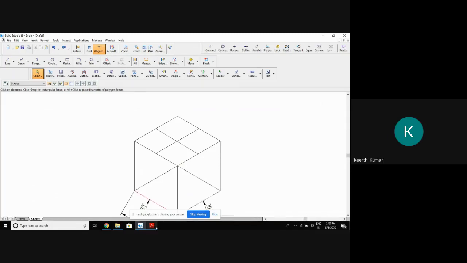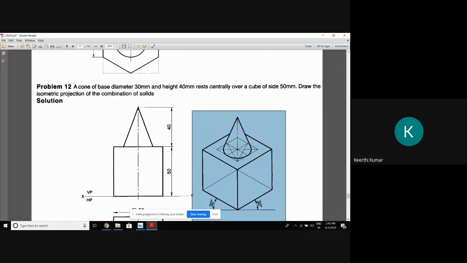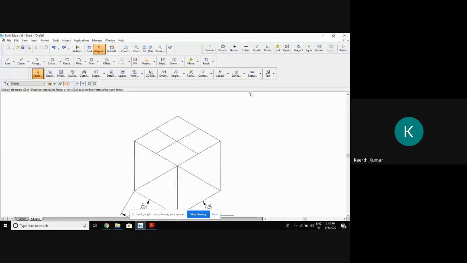Above this, what needs to be placed? He is expecting you to place a cone of base diameter 30, height 40. Forget about the height first. First, concentrate on the cone base, the base of the cone of 30 mm diameter. What shape is the base of the cone? Circle. If I tilt the circle to a certain angle, that is 30 degree, that circle will look like an ellipse.